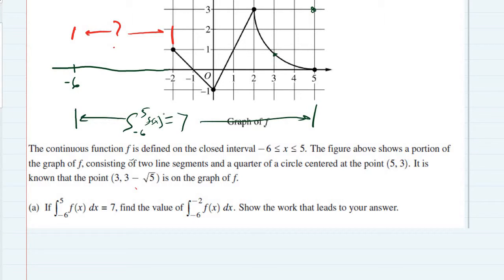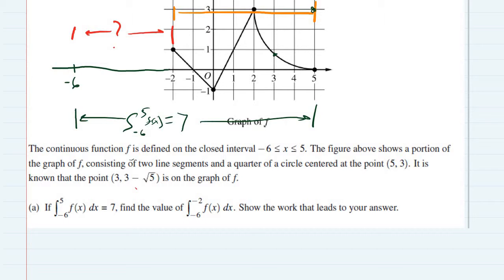Okay, well, what does that mean then? I think it's pretty apparent that we're going to take this 7 and subtract out this area right here. So we need to calculate all of this area here and subtract that away from the 7 to give us this area that we're looking for. Okay, so that's basically what we're trying to find.